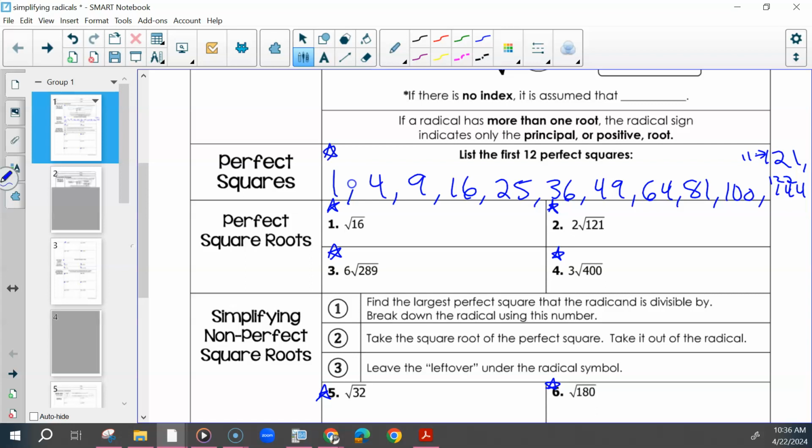I think knowing up to 15 is an even better chance that you just know all of them. 20 is like you're solid, you're golden if you know up to 20. But 12 is also good, and you will have your calculator.